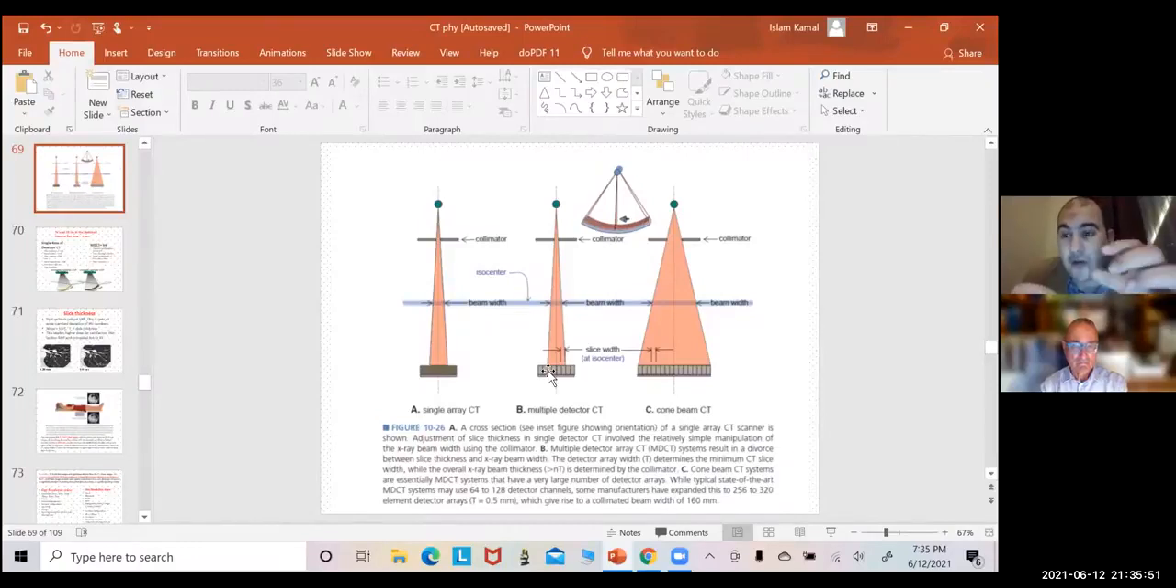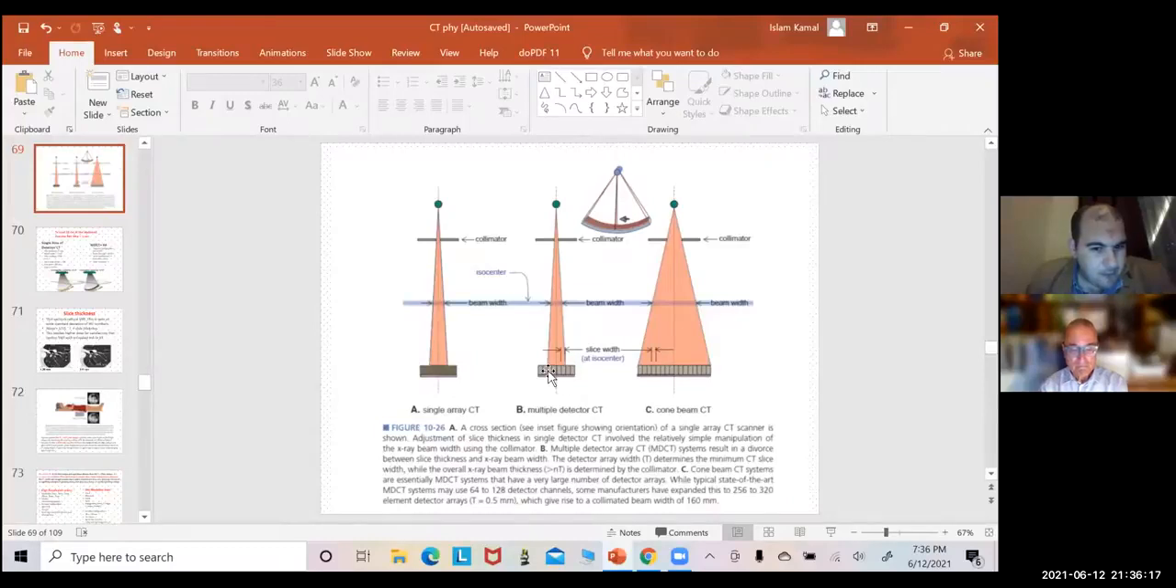So if you use the detector configuration 16 times 1 millimeter, you can't go to raw data to reconstruct the image less than 1 millimeter. You have to make sure that this is the detector configuration. You can't go back and reconstruct less than the selected one. It's clear? I hope that answers the question.